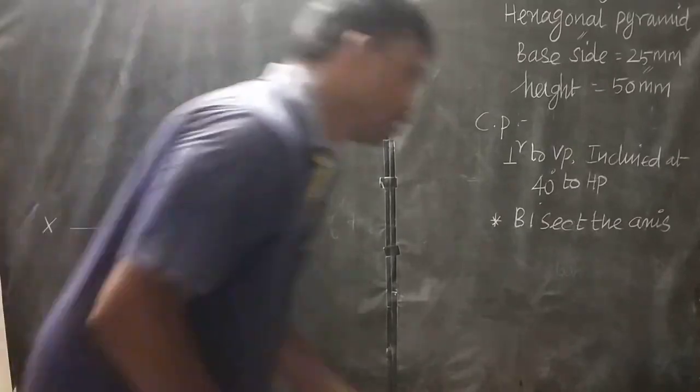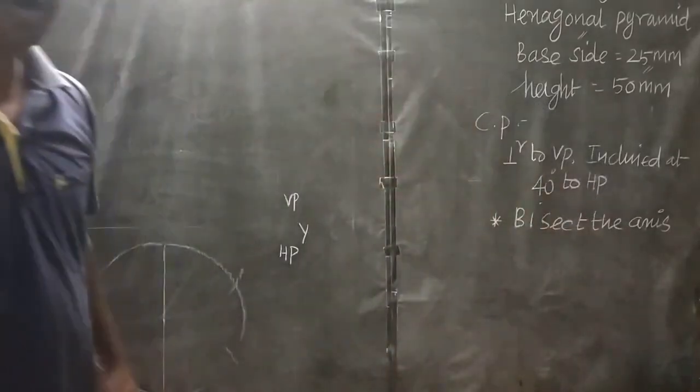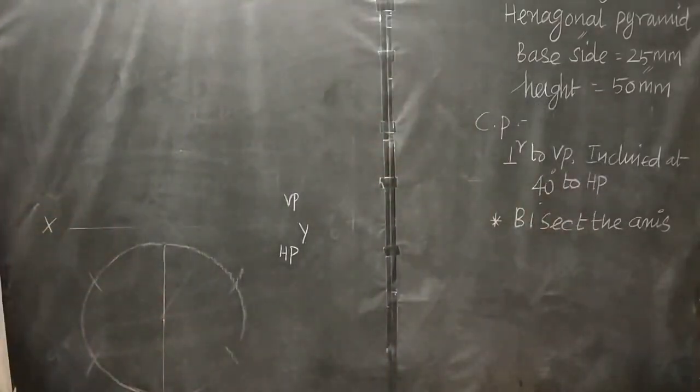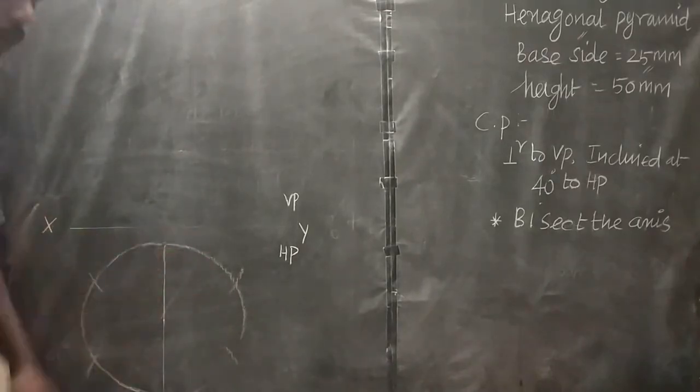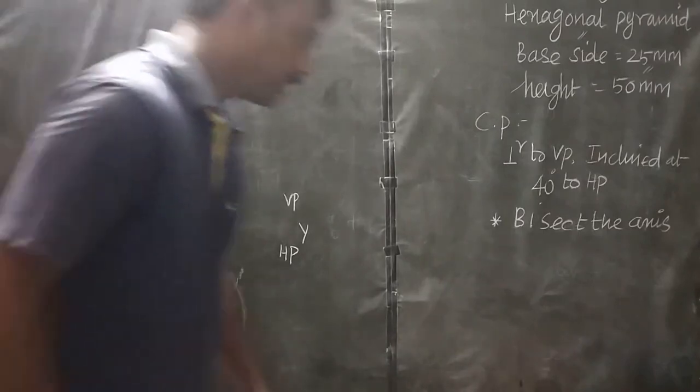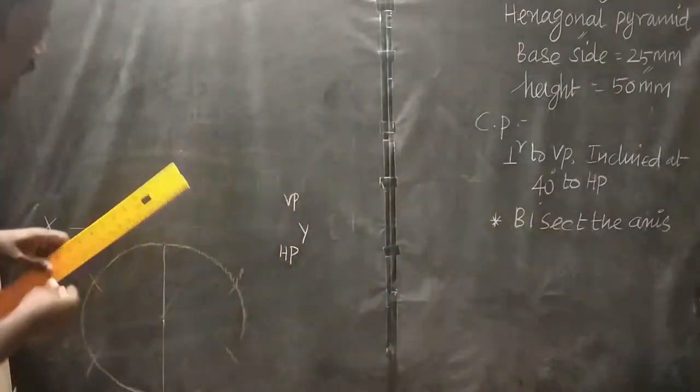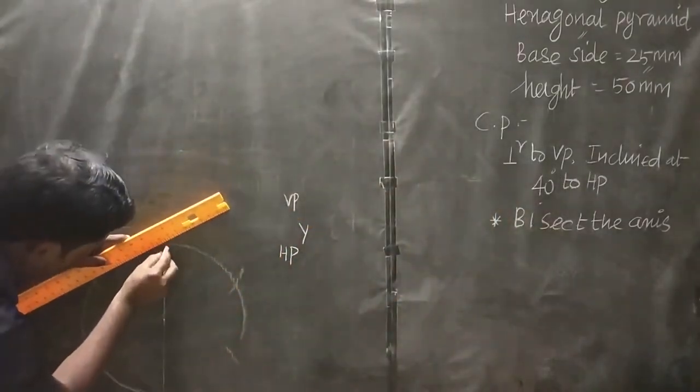After drawing these arcs on the circle circumference, we have 6 points on the circle circumference. Connect these 6 points by straight lines. Take your scale, align it, and draw the straight lines.